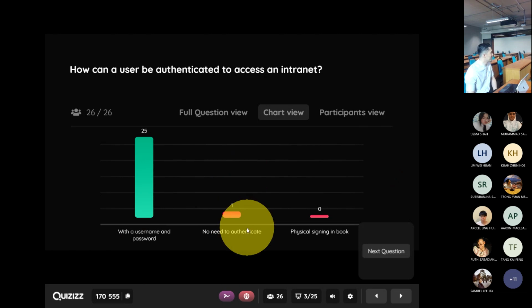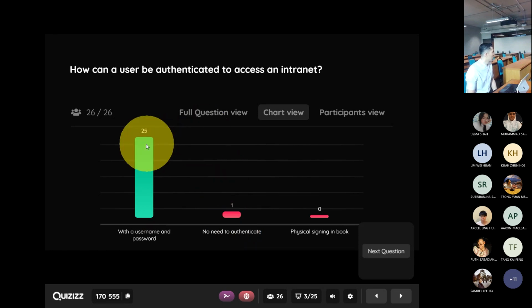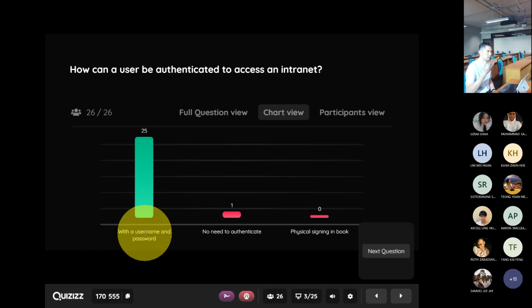So there is still one of you who said no need to authenticate. I wonder if that's Sardar who's going to say that he accidentally selected again. So obviously it's with a username and password. This is the most basic way of going through authentication to then gain access to an intranet.